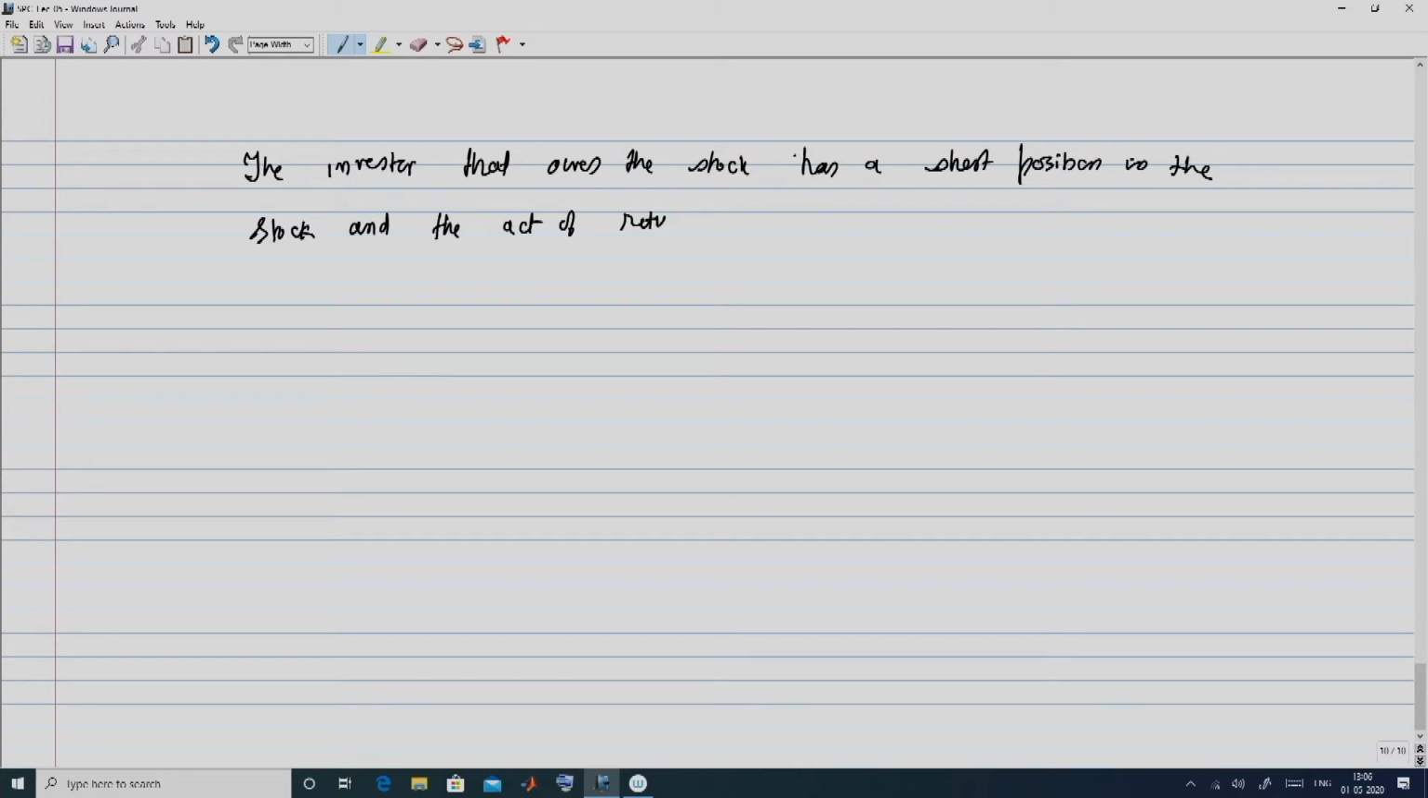The investor that owns the stock has a short position in the stock, and the act of returning the stock to the original owner is called covering the short position.